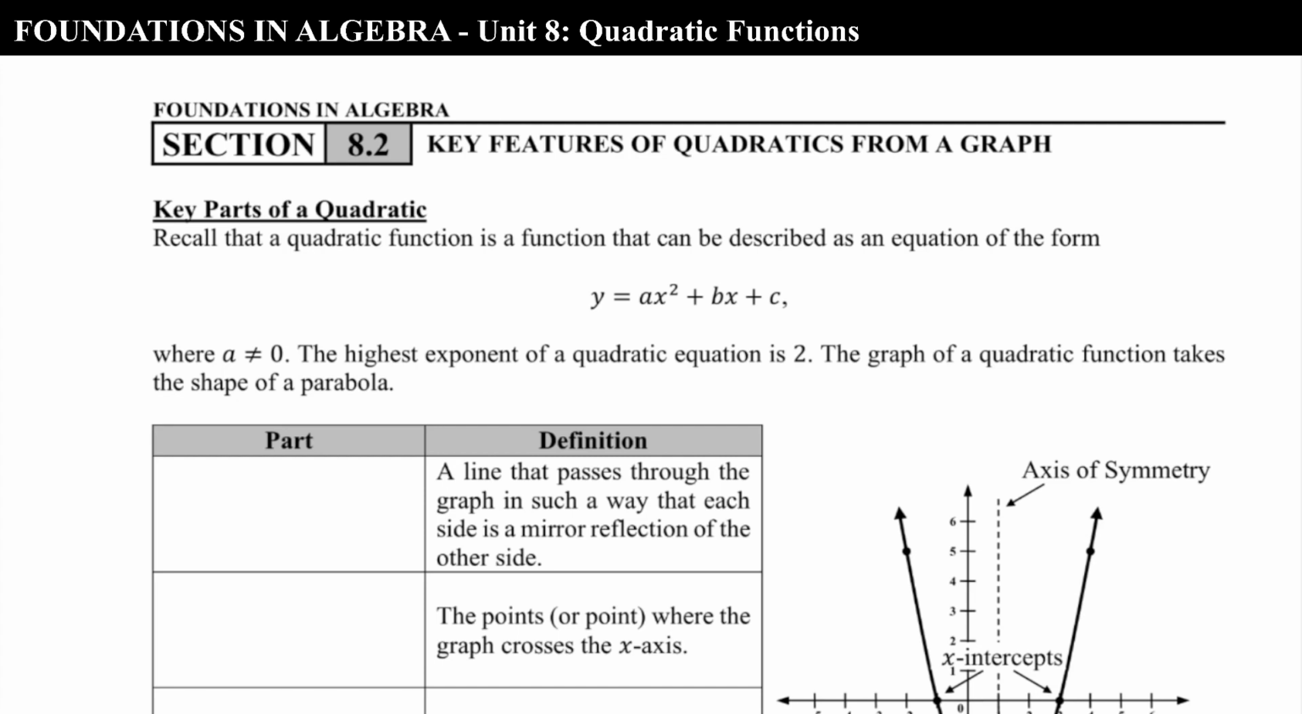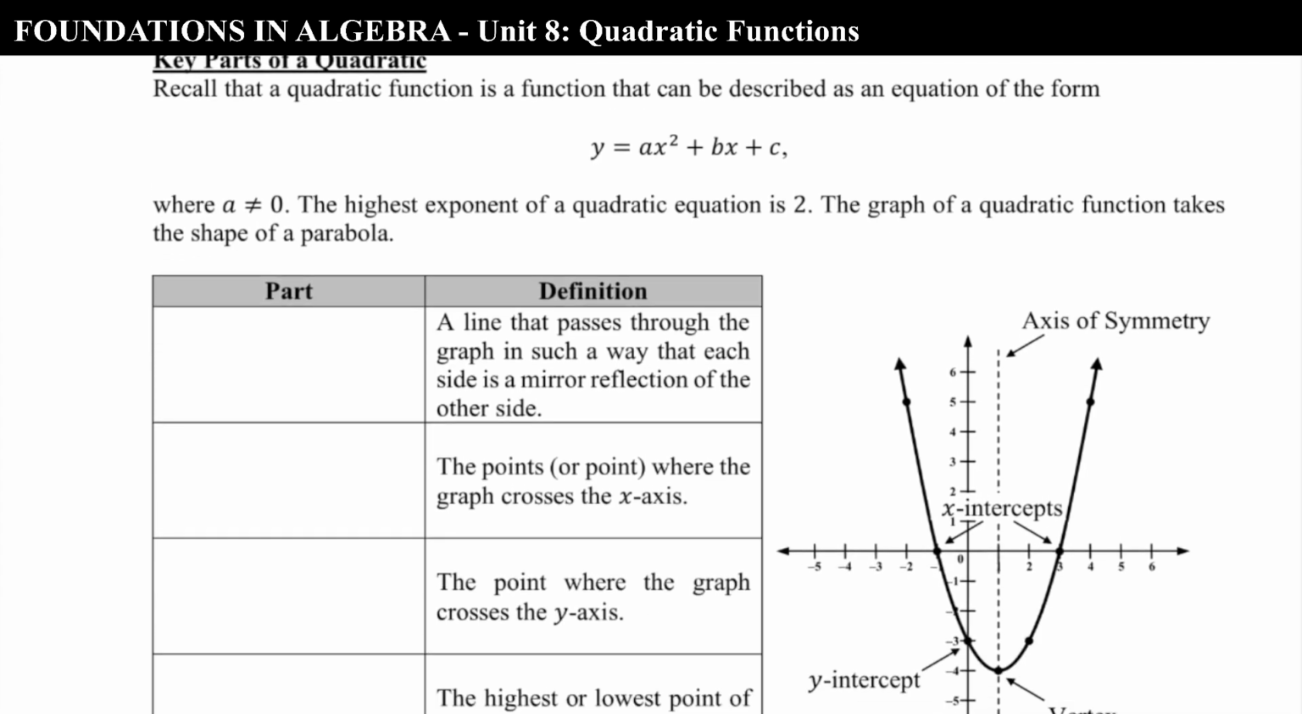quadratic? So recall that a quadratic function is a function that can be described as an equation of the form ax squared plus bx plus c, where a is not 0, because if a is 0, we don't have a quadratic function. The highest exponent of a quadratic equation is 2. The graph of a quadratic function takes the shape of a parabola. And of course, this form that I presented here for you is standard form. Of course, you also have vertex and intercept, but here we have it in standard form.